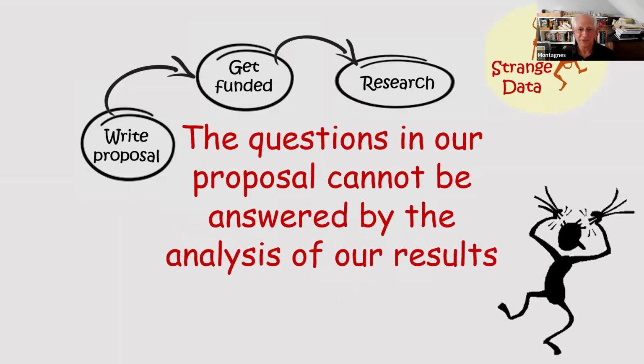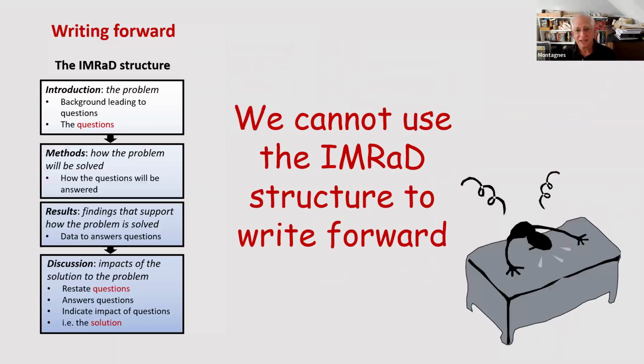So to summarize that, the questions in our proposal can't be answered by the analysis of our results, and the whole paper falls apart. And as you can tell, you pull out your hair, because I've done that completely already. Those are those other 98 papers that I've written and it didn't work out right. And if that's the case, we can't use the IMRAD structure to write forward.